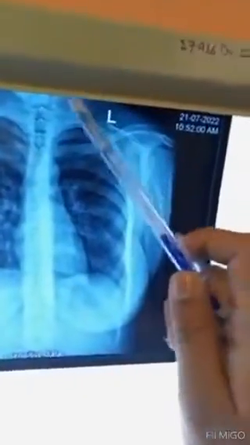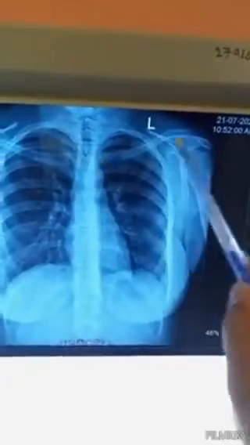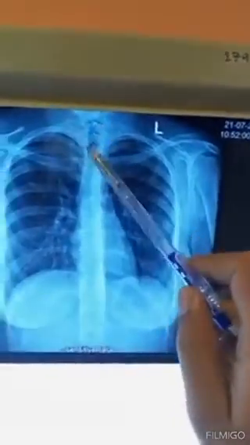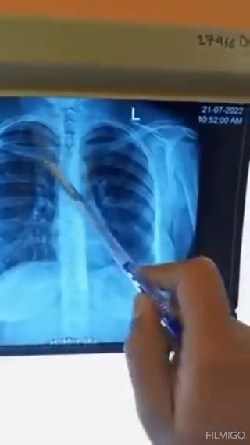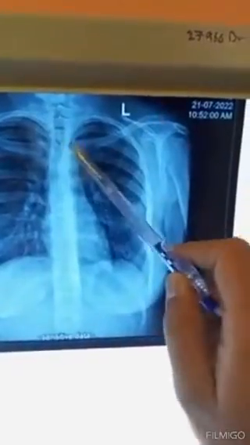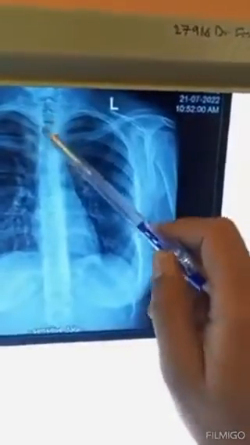And E is for everything else, like bones, ribs, vertebra, humerus, scapula, etc. So comment on those. Now look at the X-ray. First I comment on the rotation. Look at this, the X-ray has not been rotated, right? Because the clavicles are both at equal distance. These clavicles are measuring approximately the same, so it is not rotated.